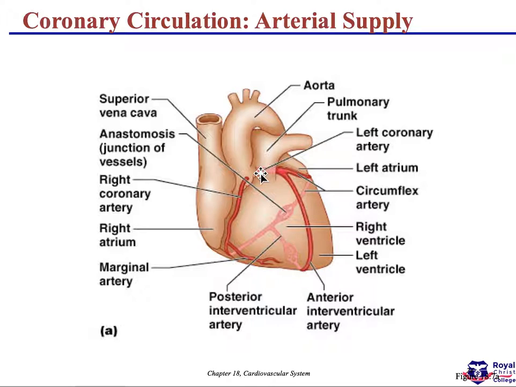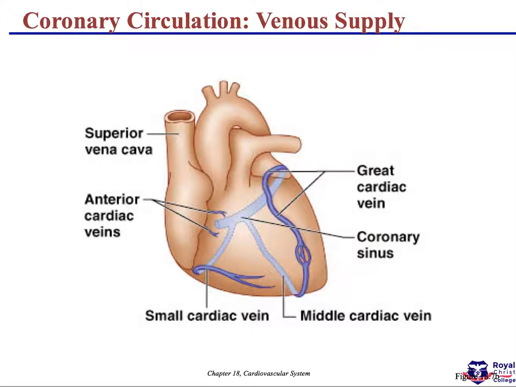So always, number one, the left coronary artery; the circumflex artery splits off it, and you've got the LAD, or the anterior interventricular artery. Then you have the circumflex artery, which splits into the posterior interventricular artery. You have the right coronary artery over here, which splits into the marginal artery, and so on.